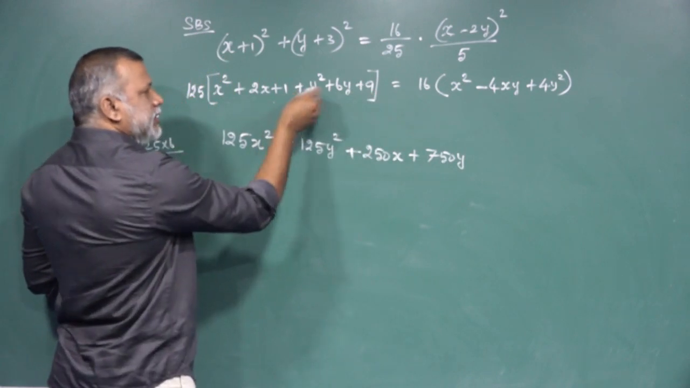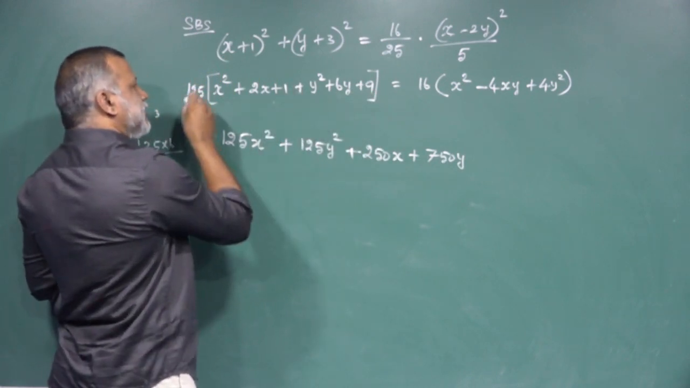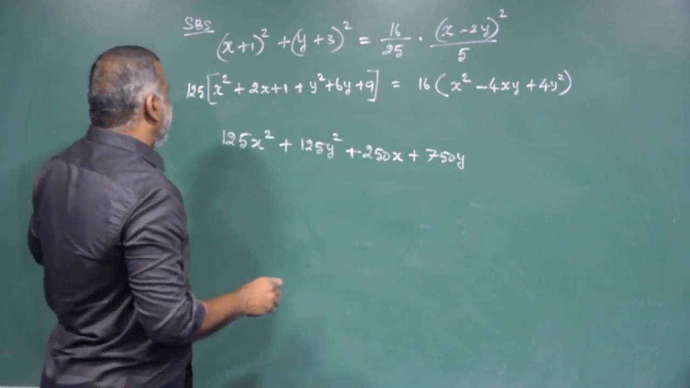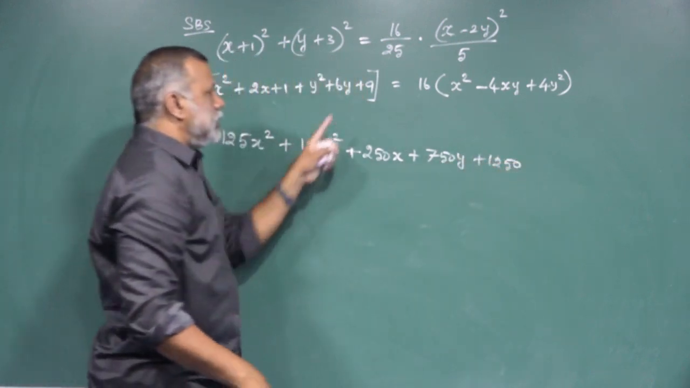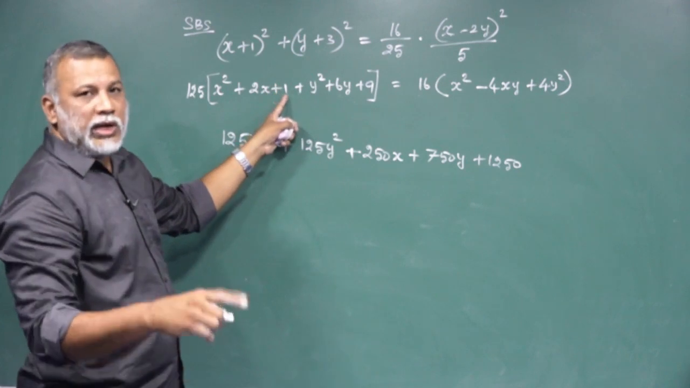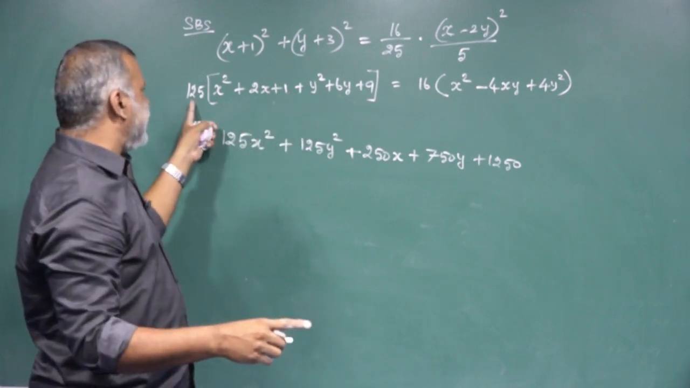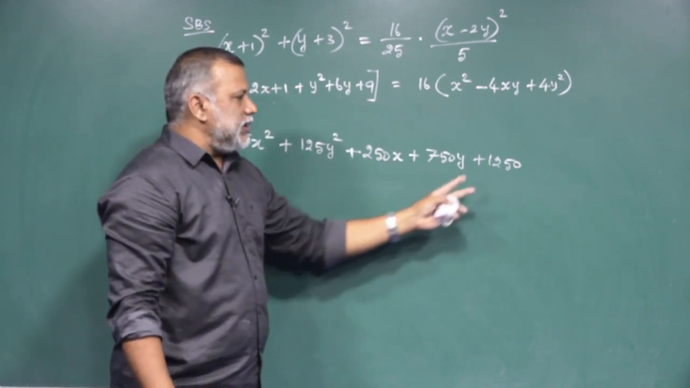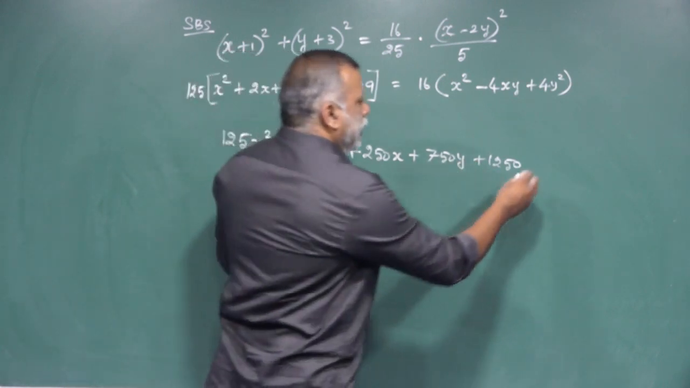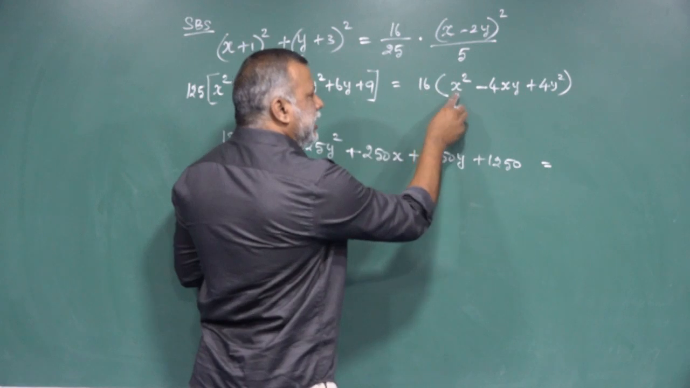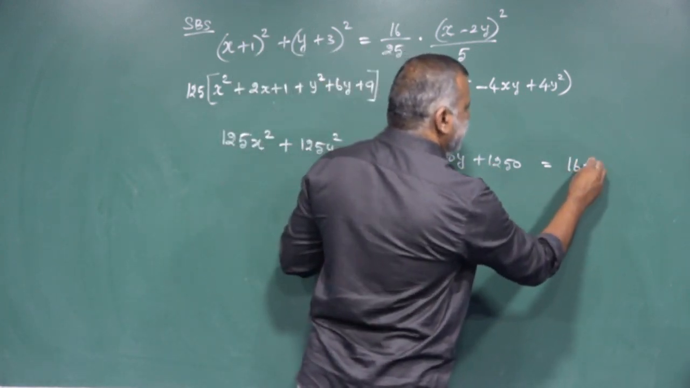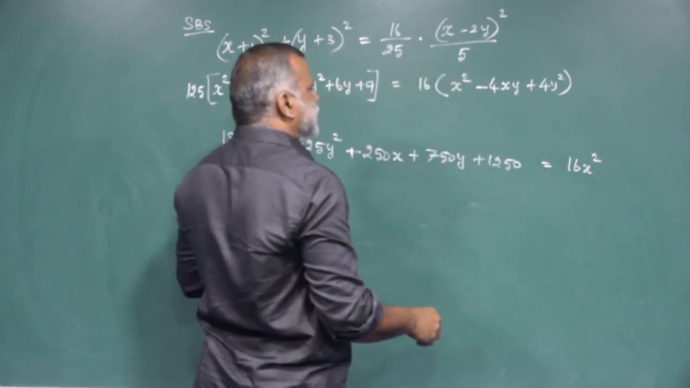Again 9 plus 1, 10. 10 is multiplied with 125, therefore we can get 1250. So here see 9, one more 1 added, we can get 10. 10 is multiplied with 125, we can get 1250. See in your RHS, 16 is multiplied here, 16x squared. We can get 16x squared.